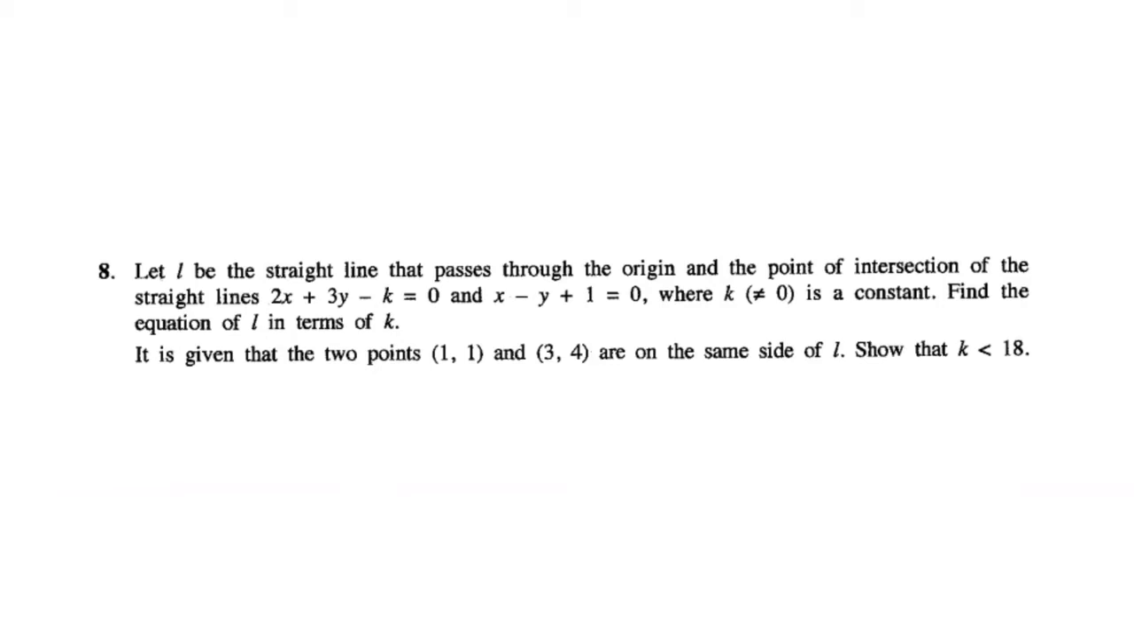And then the next part is they have given 2 points that are on the same side of L. We need to show that k is less than 20. The first thing we do is they say there's a straight line that passes through the intersection point of 2 straight lines.